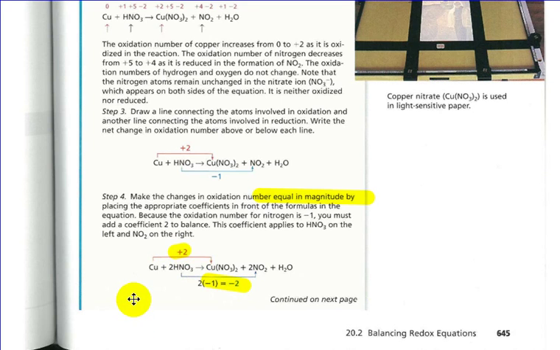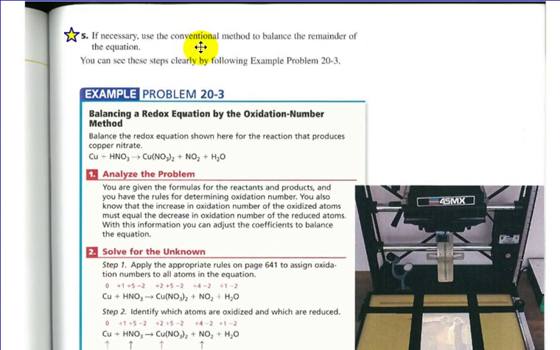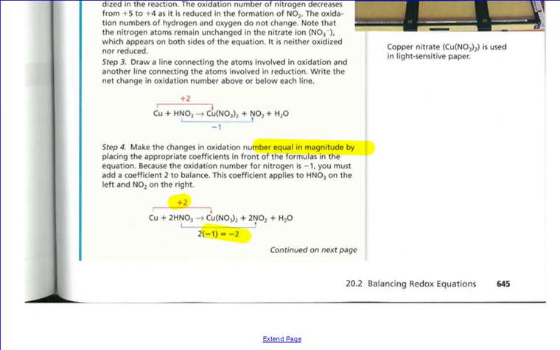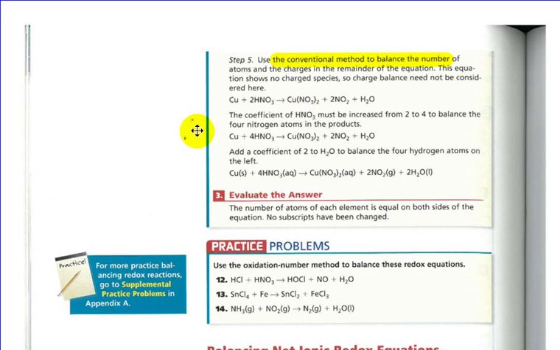And then lastly, we just need to figure out what else needs to be balanced here. Just like rule number 5, you use conventional means to balance the remainder of the equation. So if I look at the next part here, I have that 2 and that 2. And of course here, what am I missing? The coefficient. So I have 1 copper, 2 nitrogens, 6 O's, but I have extra over here as well. So the coefficient in HNO3 must be increased from 2 to 4 to balance the 4 nitrogen atoms.